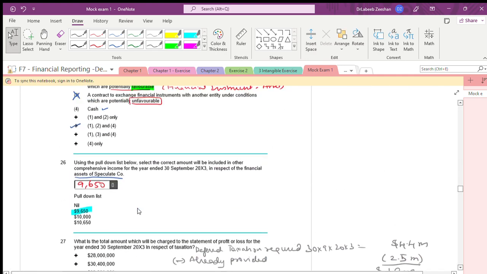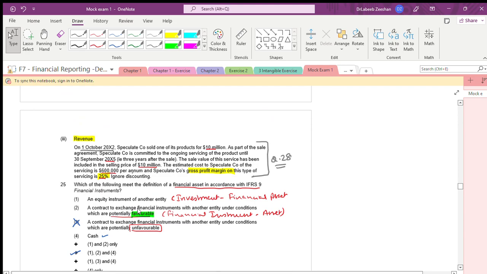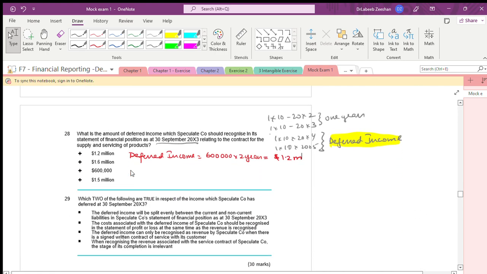No, 1 minute. Estimated cost is how much? 600. Fine. 1 minute. We should not write this. We should write estimated cost. Is it right? Estimated cost.